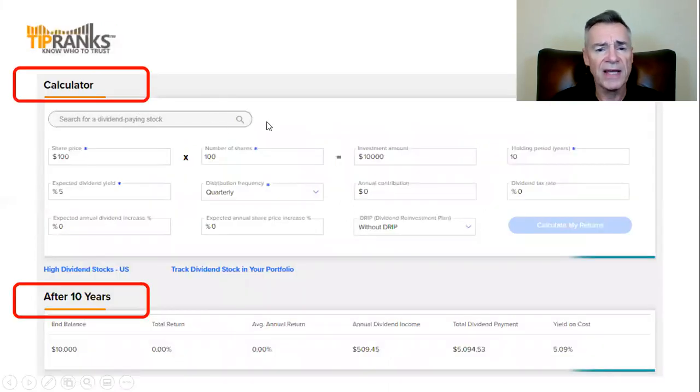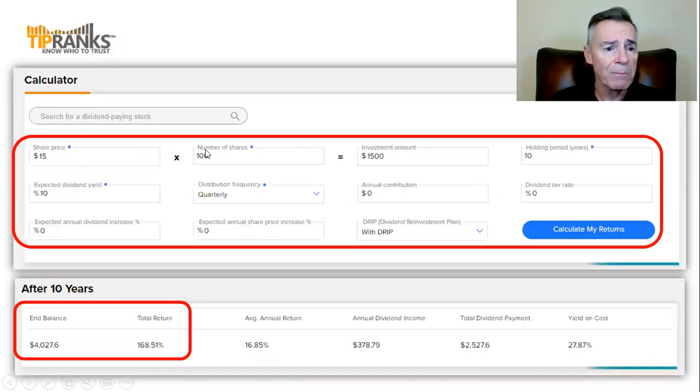Now, there's an easy and simple calculator that you can use. It's actually a really neat little tool. You can go to tipranks.com and look up the calculator on DRIPs, dividend reinvestment programs. And all you have to do is fill in the blanks, and it will show you, for example, what your portfolio will look like after 10 years.